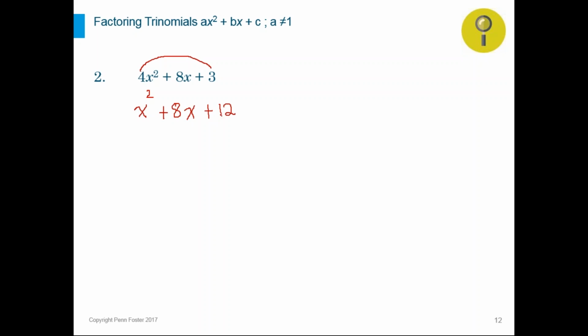And then I'm going to just factor as usual. I'm going to list the factors of 12 so that when you add them, it's an 8. Okay, I have P's and Q's. I have 1 and 12. I have 2 and 6. Oh, 2 and 6. Well, 2 and 6 is what I'm looking for.